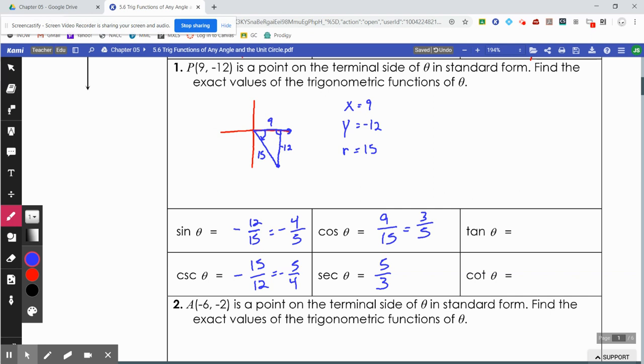My tangent is opposite over adjacent, which is my y value over my x value, negative 12/9, which reduces to negative 4/3. Therefore, my cotangent is negative 3/4.